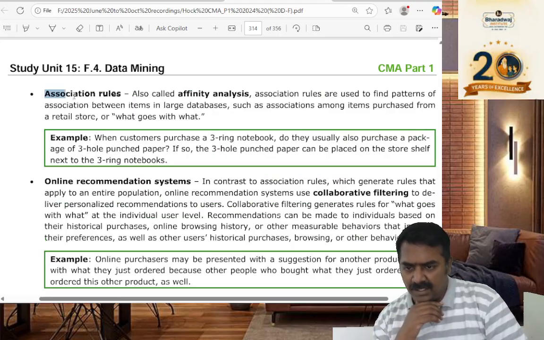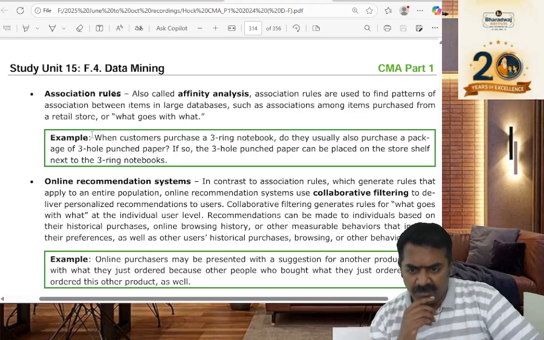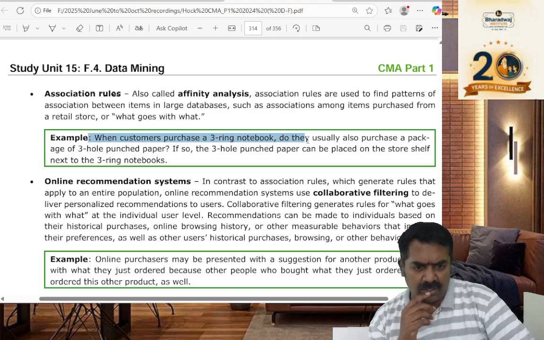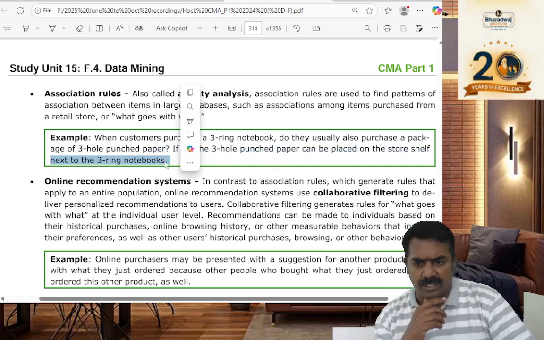Then association rules, that we call it as what? Affinity analysis. For example, when a person purchases a 3-ring notebook, they usually also purchase 3-hole punch paper, and 3-hole punch paper can be placed next to the ring notebooks.